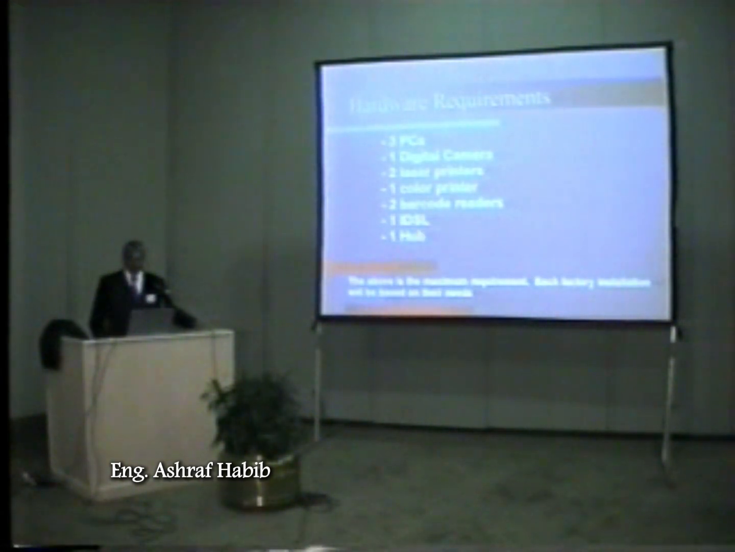The hardware requirement is very simple. We were talking about PCs, a camera to take pictures of samples you make, laser printers for the barcoding, a color printer, that's for fun, I guess, 2 barcode readers, and ISL for the communication. That's the maximum requirement. What we're doing right now, we can work with 1 PC. If the factory has 1 PC, this system will work for operating the factory and controlling the manufacturing operation, in a much more productive way.